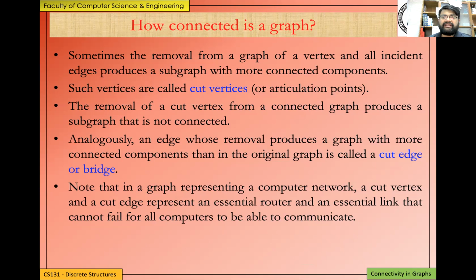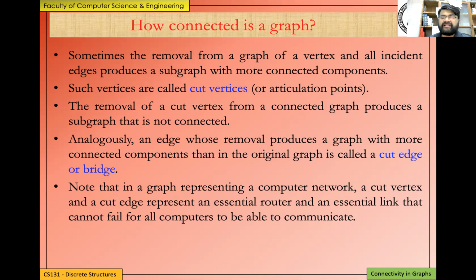And analogously, there is an edge whose removal produces a graph with more connected components. Similarly to cut vertices, where removing a vertex produces more connected components, if you remove an edge and it produces more connected components than in the original graph, that is what we call a cut edge, or simply a bridge.